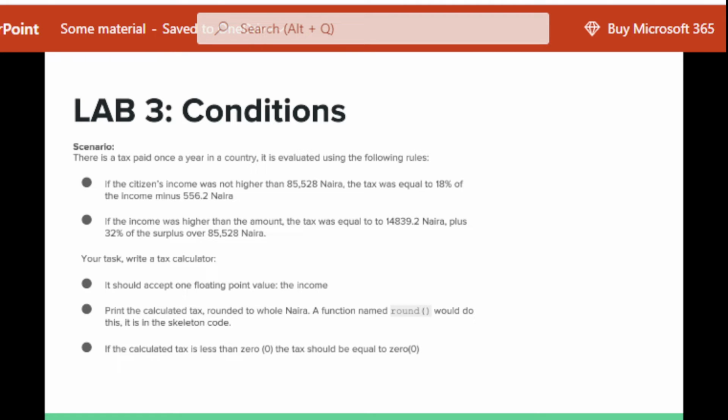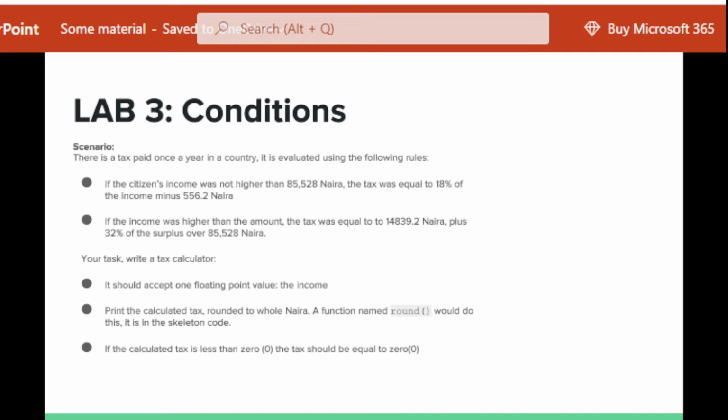So now, after we've gotten the surplus, then we subtract. That means the income minus 85,528. We add 14,000 to 32% of that surplus. All right, so this is what we are trying to say. So now we've done the first part, which is if the income is less than. Now this means the other part will now be else.